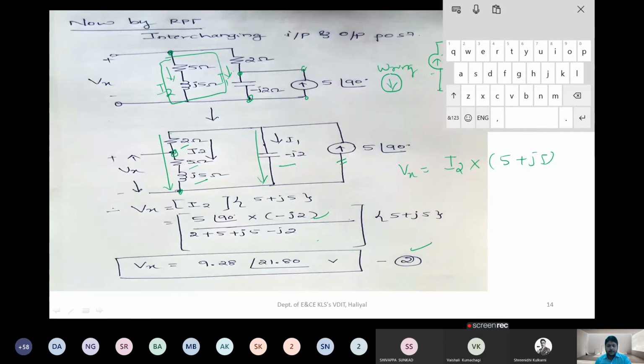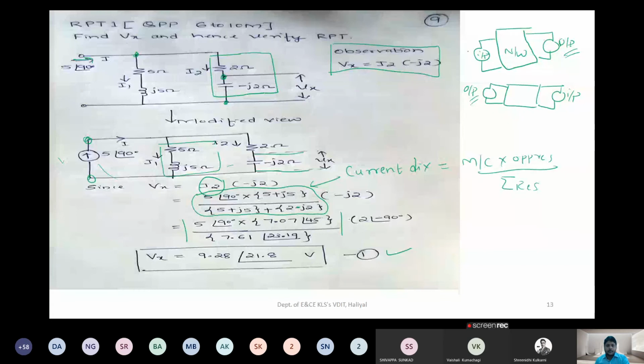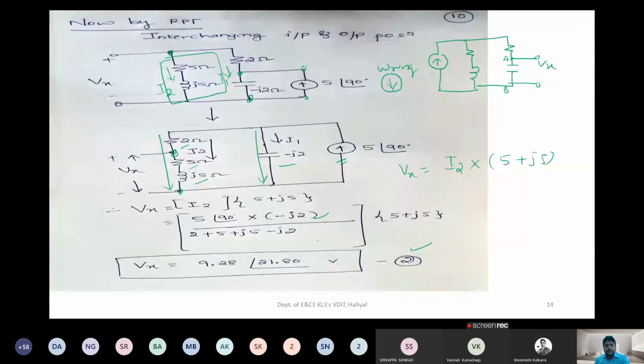So just verify whether result 1 and 2 are the same or not. 1 was also 9.28 at an angle 21.8 volts. This is also the same thing. Okay. Fine. Is that clear now? Yes, sir. Okay. Yes, sir.